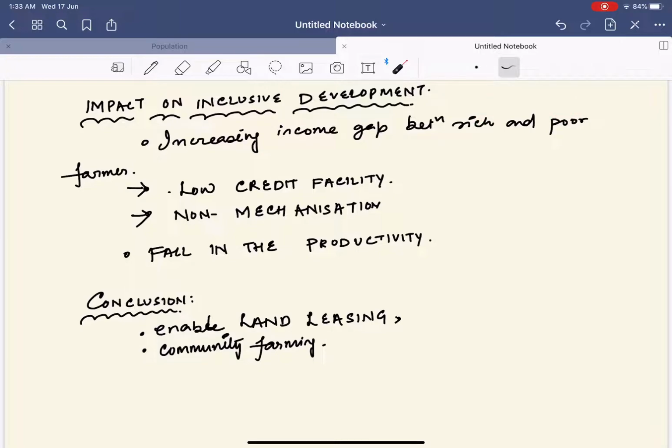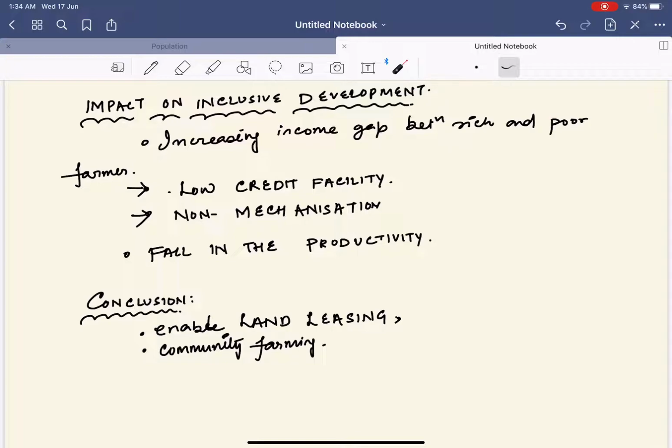Why? Because there is low credit facility available to the poor farmers, because remember that credit facility is available as per the hectares of land you possess. Lower the hectares, lower the credit facility. Next, non-mechanization. When your lands are marginal, it is very difficult to mechanize them, and as a result it leads to a fall in productivity. This is the impact on inclusive development: the development is not inclusive. With development, though it is occurring, the poor farmers are left out of the ambit of the development.